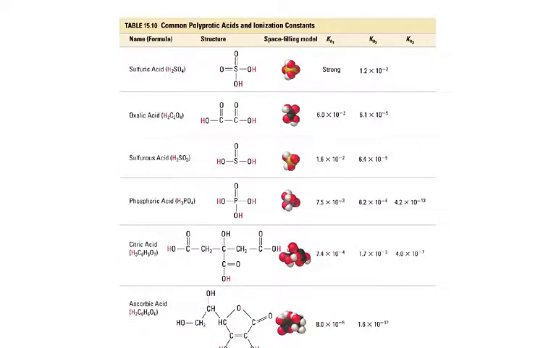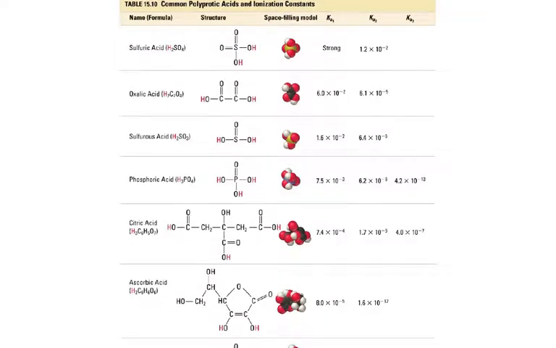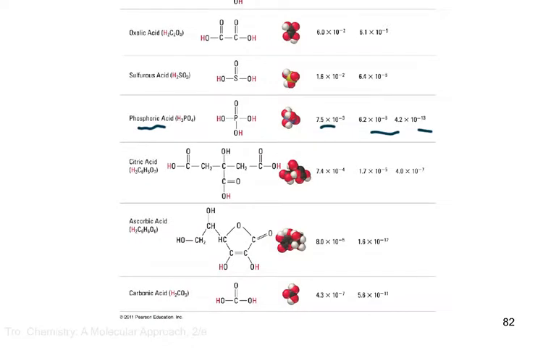So let's look at some polyprotics. I mentioned sulfuric. The first one is strong, and then the second one is still quite significant. Other ones that you're likely to run into, phosphoric acid has 3 acidic hydrogens, and you can see that their Ka values differ by quite a bit. First one times 10 to the minus 3, second one times 10 to the minus 8, third one times 10 to the minus 13. So there you go. The other one, carbonic acid, H2CO3, is another one that you'll run into with some frequency.